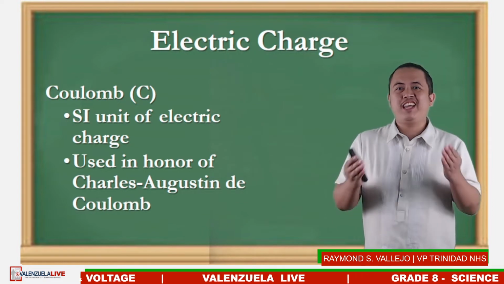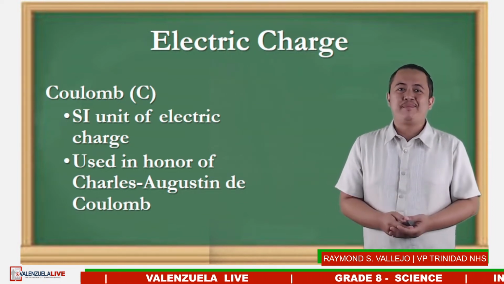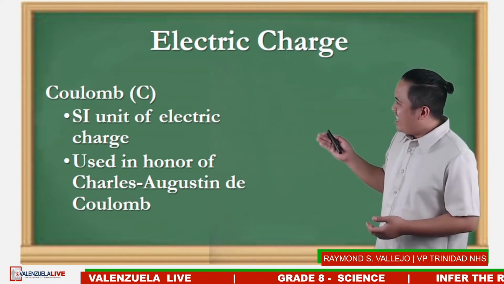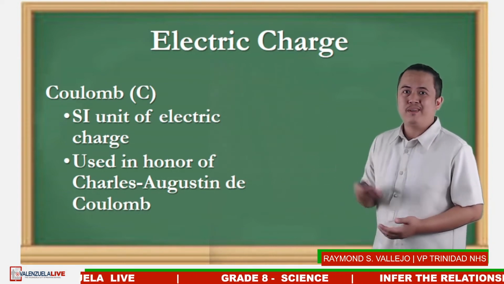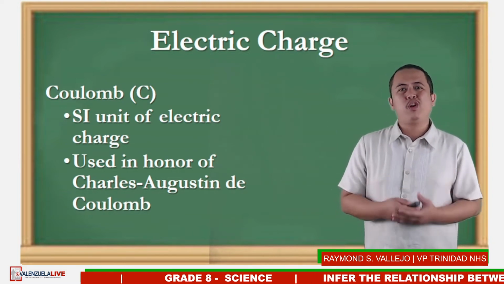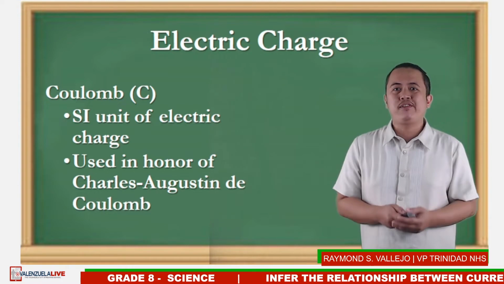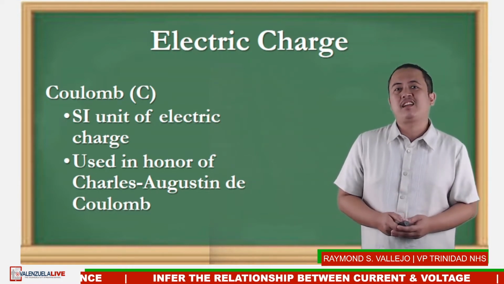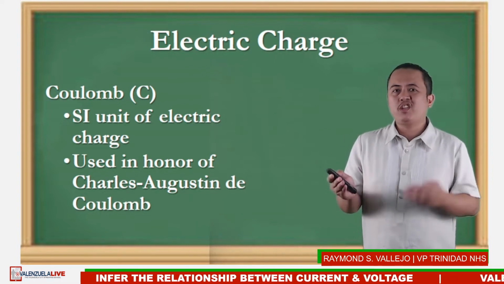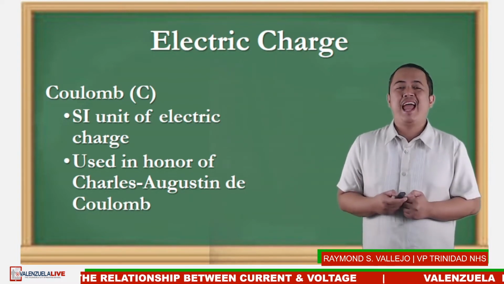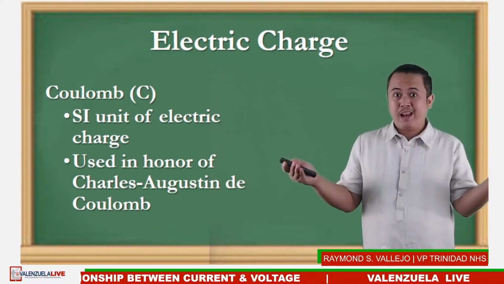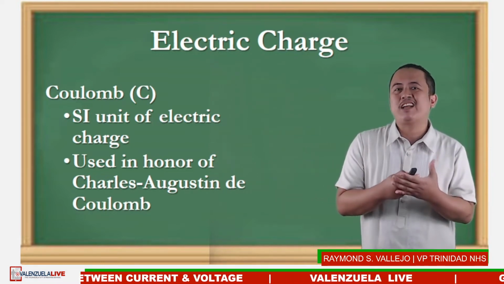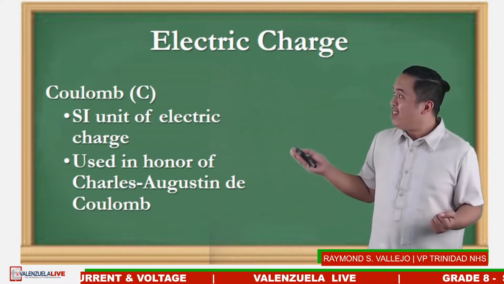Electric charge is a measurable quantity and it uses the SI unit coulomb. The term coulomb is used in honor of Charles Augustin de Coulomb, a French physicist who proposed that opposite charges attract and like charges repel because of electric force, as stated in Coulomb's law.